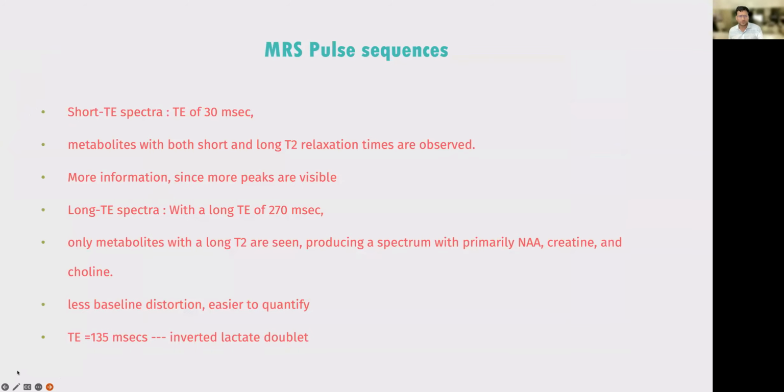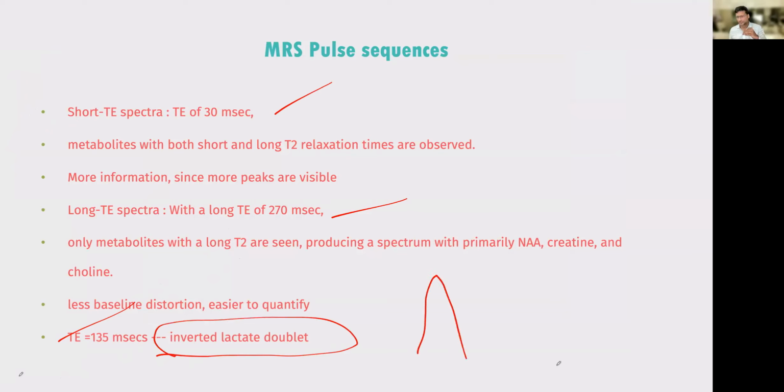So this I have already told: what is short TE, what is long TE. Short TE is around 30 milliseconds. Long TE is 270 milliseconds. Then intermediate TE. One interesting part of intermediate TE is that you won't get the lipid-lactate above the baseline. You get it below the baseline. Inversion of the lipid-lactate peak means that you're getting lactate. If lipid is there, it will be above.